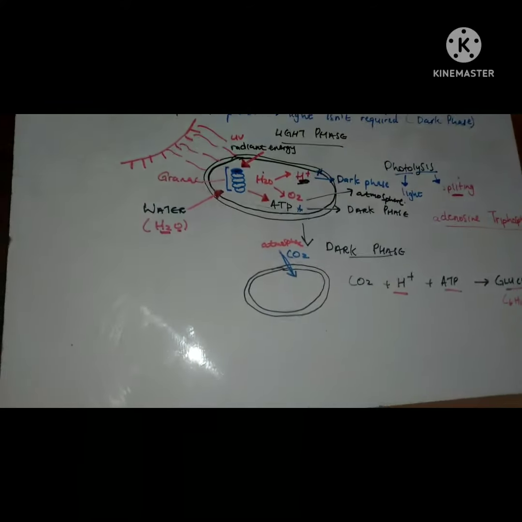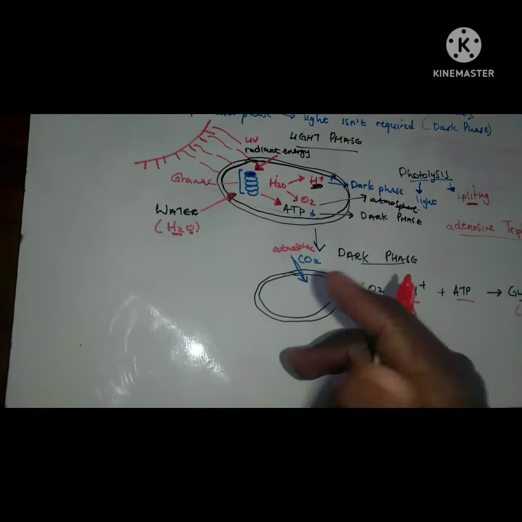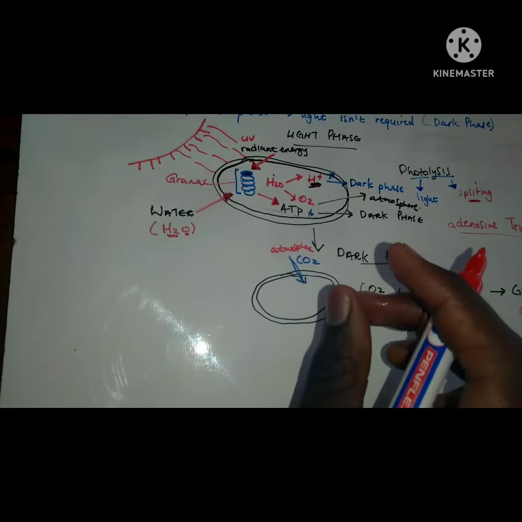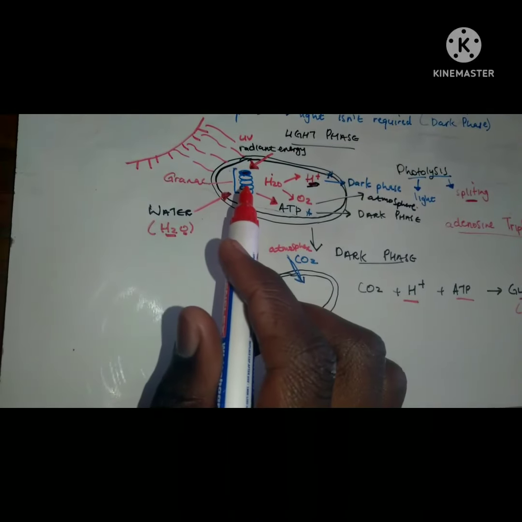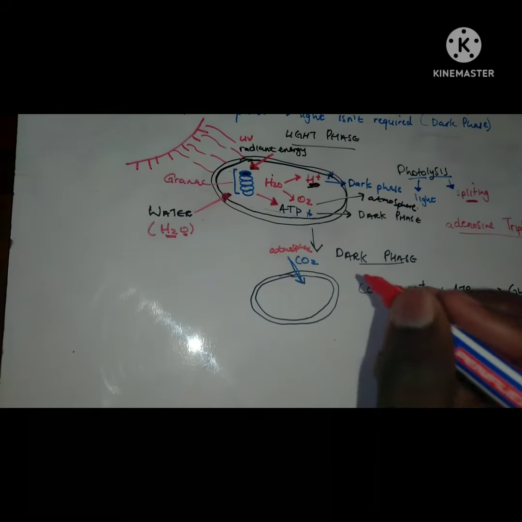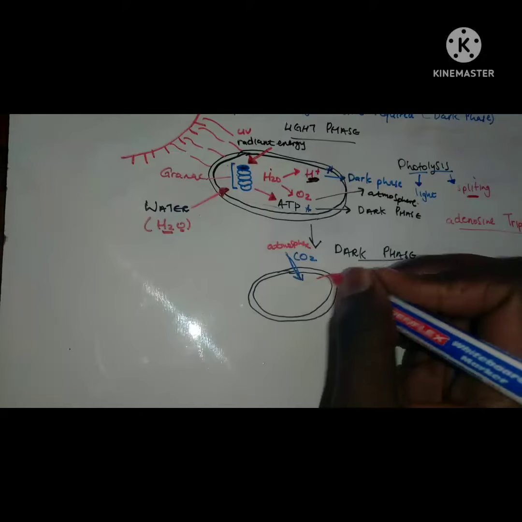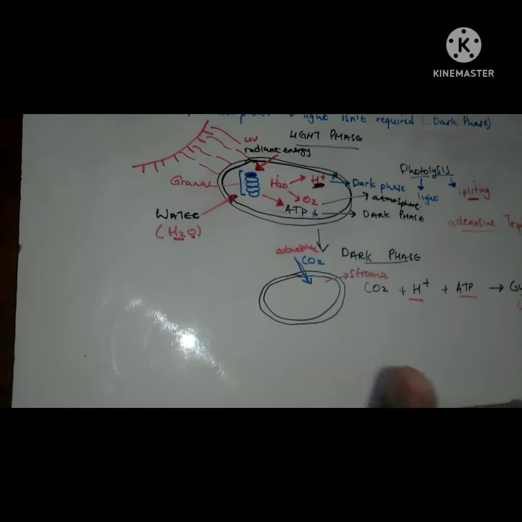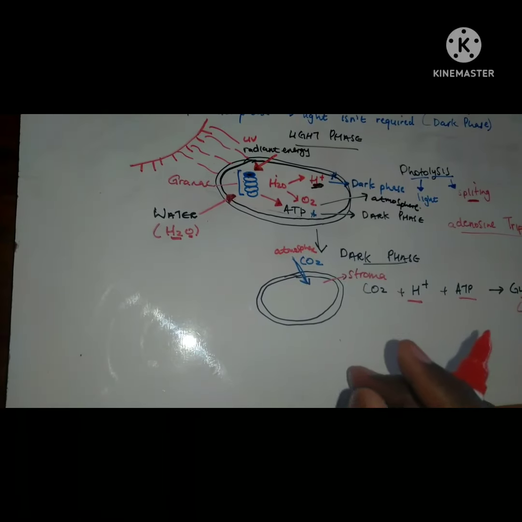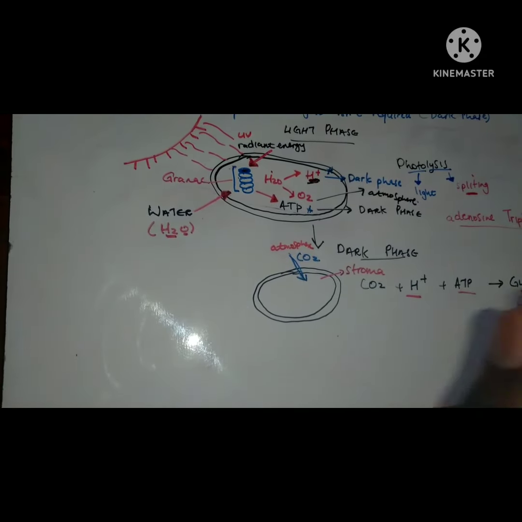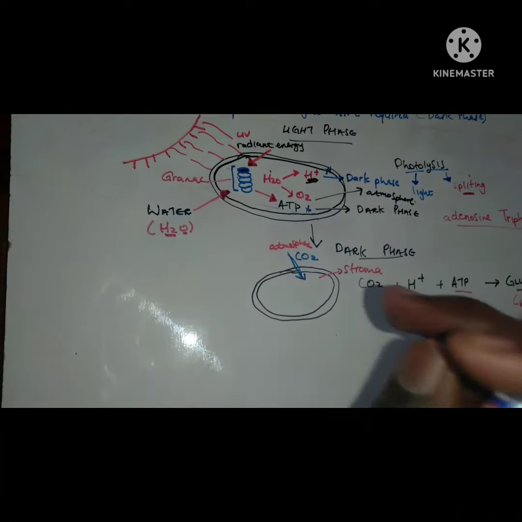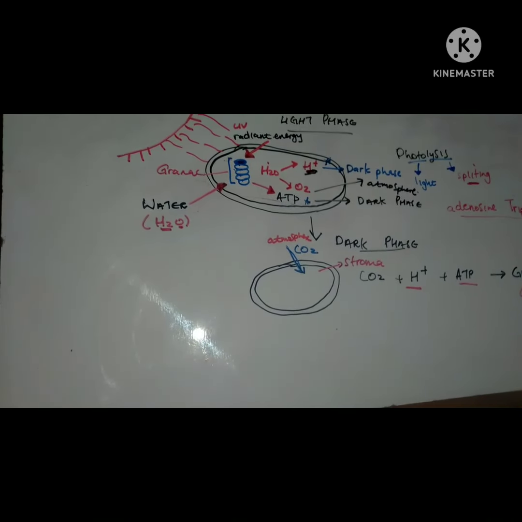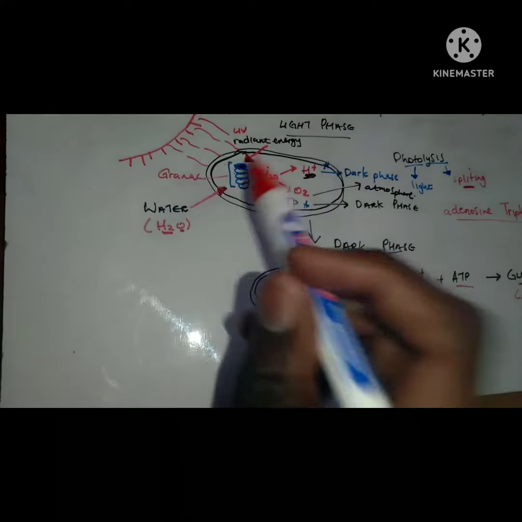So here, what is the site for photosynthesis? The site is simply the place where photosynthesis takes place. In this case, the site was the grana. For this case, the site will be the stroma. Bear in mind, the liquid part of the chloroplast is where the dark phase of photosynthesis will take place. It will not take place in the grana.